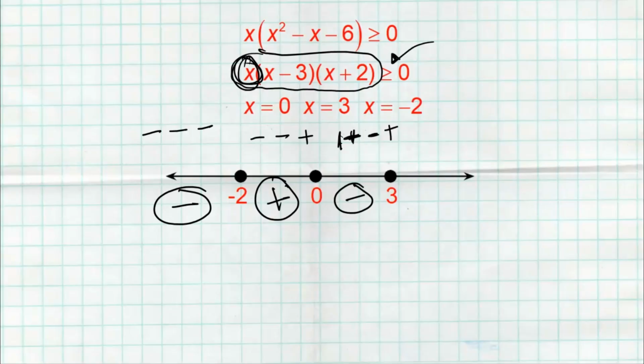And then any value after 3, like 27, is going to be a positive, positive, positive, which makes an overall positive. So where are we greater than or equal to 0? That's going to be from negative 2 to 0.